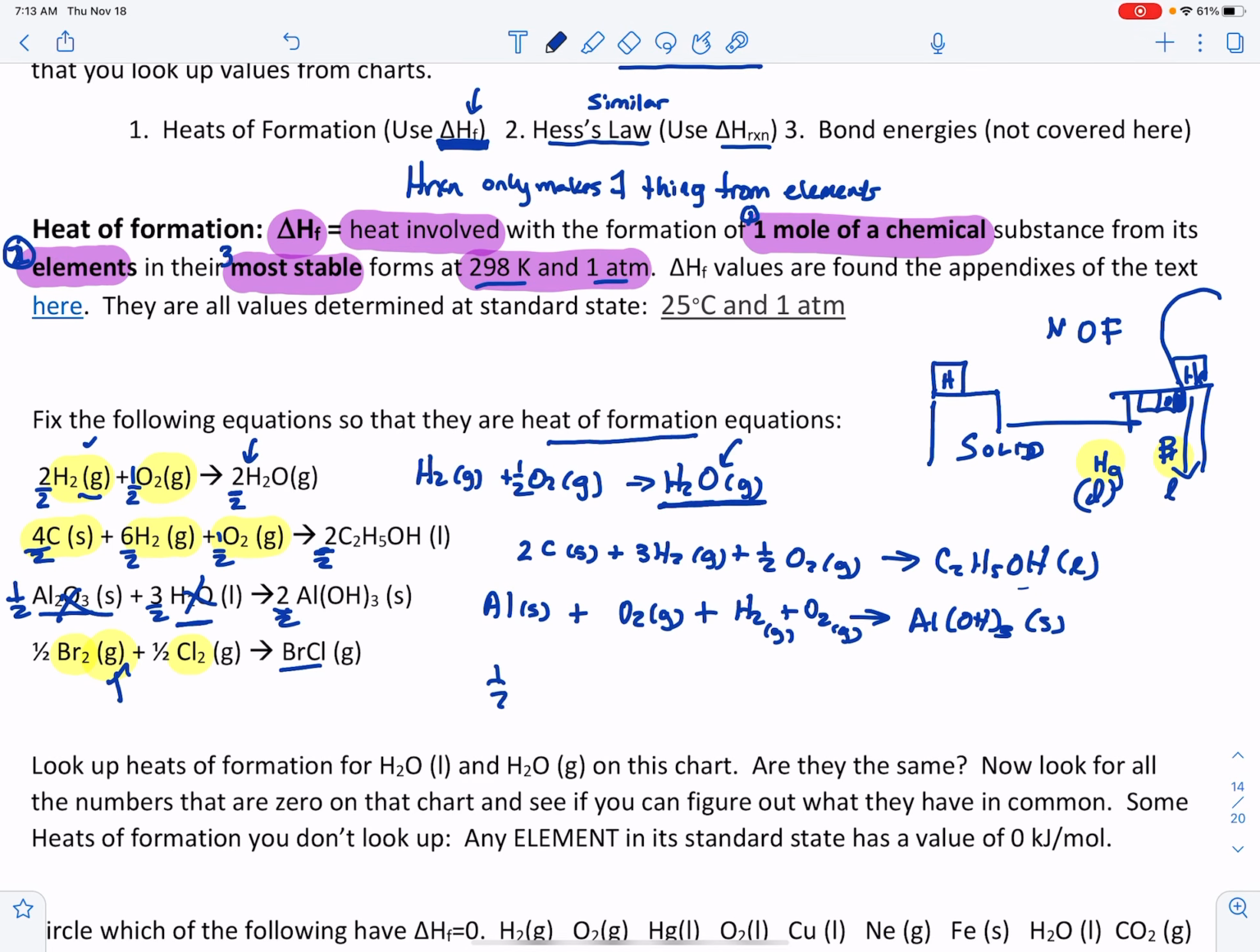So you would just say 1/2 bromine as a liquid plus 1/2 chlorine as a gas goes to BrCl as a gas. So they have to set all these reactions up with these conditions, and they wait and they wait, and then they measure the amount of energy that comes off the reaction. And that gives us a ΔHf value for this single product.